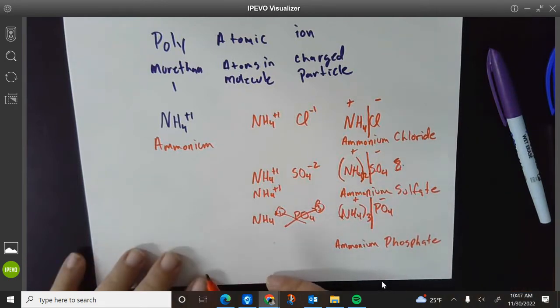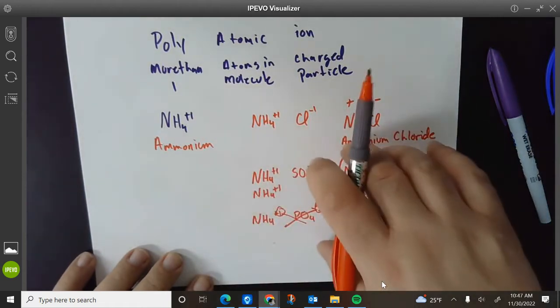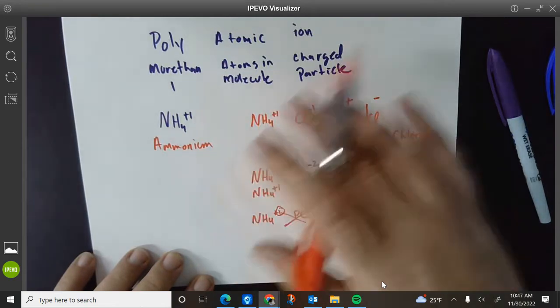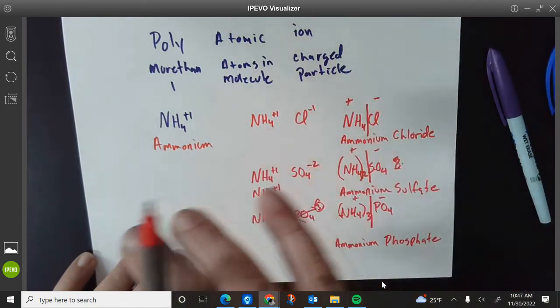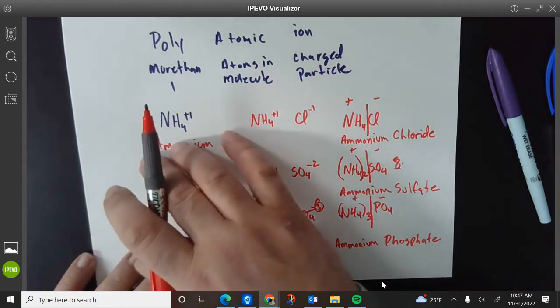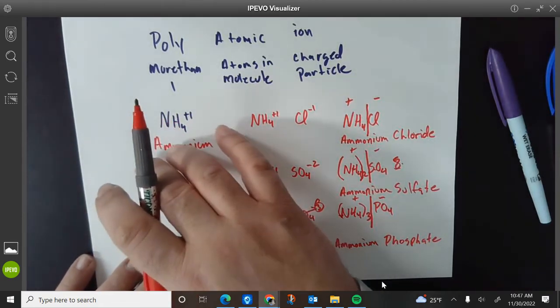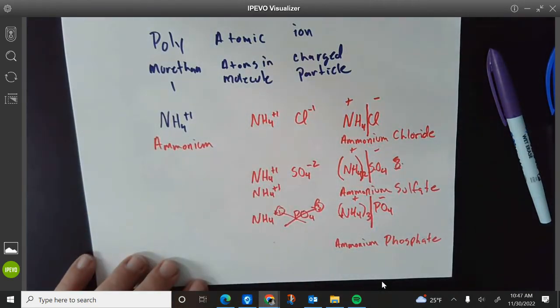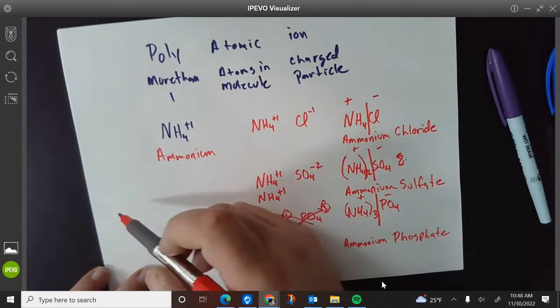Everybody cool with this? Now, this is how you name polyatomic ions. You just write the name of the polyatomic ion. You don't change anything else. If I'm using a transition metal in there, I use the transition rules as well. If I have a representative metal in there, I use representative rules. If the cation is a transition metal, in the name, I should see the Roman numeral still. Make sense, everybody?